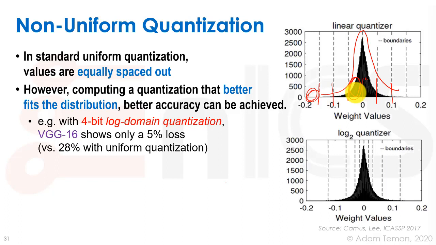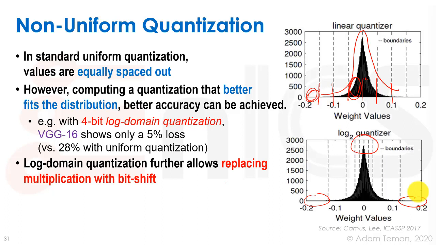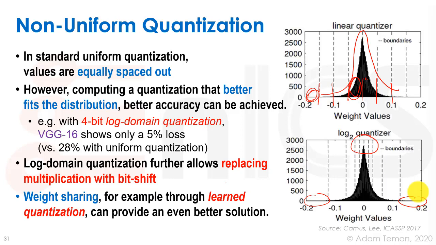And one example of that is log domain quantization. With 4-bit log domain quantization, VGG16 shows only a 5% loss versus 28% with uniform quantization. And this is actually shown here. With log domain quantization, we have a lot of values around where our weights are tightly distributed, whereas we have much fewer values in the areas where we have fewer weights. Not only that, with log domain quantization, we can replace multiplication with bit shift, and that's also a very good thing. There's another thing called weight sharing, for example through learned quantization, and that can provide an even better solution.